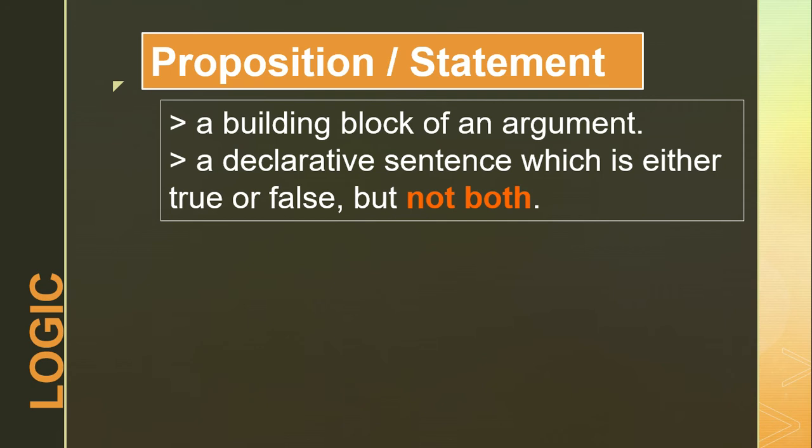Again, a proposition is a declarative sentence which can either be true or false, but not both. Meaning, a proposition should not be both true and false. It should only be true or it should only be false. As long as a proposition or a sentence has a specific truth value, then we call it a proposition or statement.